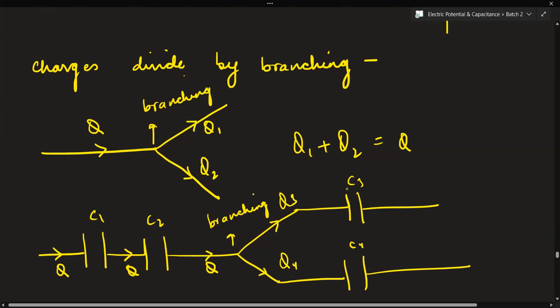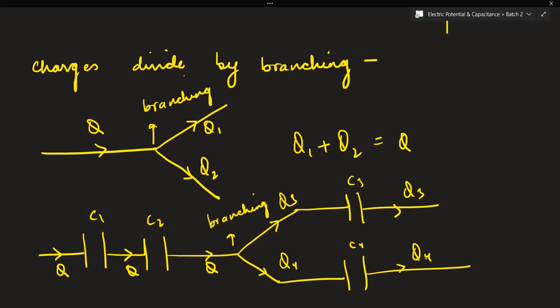Now this capacitor won't affect this Q3. See, you won't be getting capital Q, but whatever current is flowing in this wire, this is the new wire now. It has branched. So this will be Q3. Similarly, this point is a point of branching. This will be capital Q4. This is how you see division of charges.